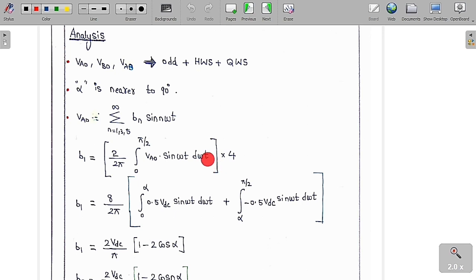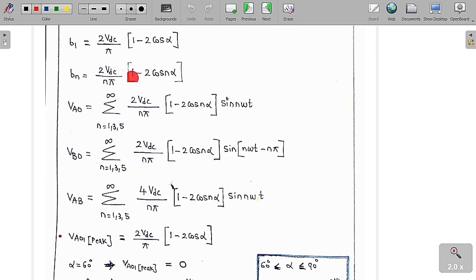Now I want to do it for quarter wave symmetry. So therefore I am going to split it into 0 to pi by 2 into 4. So 0 to pi by 2 I can split into two parts: integration from 0 to alpha and from alpha to 90 degrees. From 0 to alpha its value is plus 0.5 VDC, and from alpha to 90 degrees its value is minus 0.5 VDC. So after doing the simplification, finally we are going to get B1 is equal to 2 VDC by pi into 1 minus 2 cos alpha.